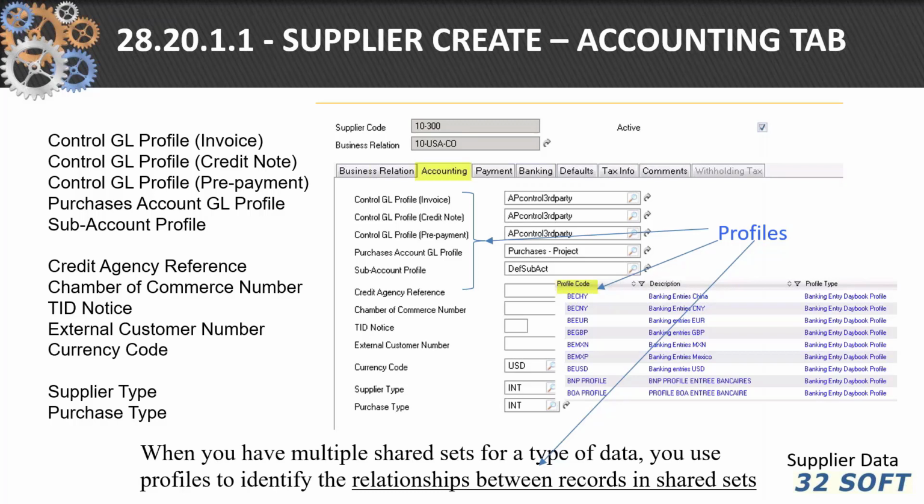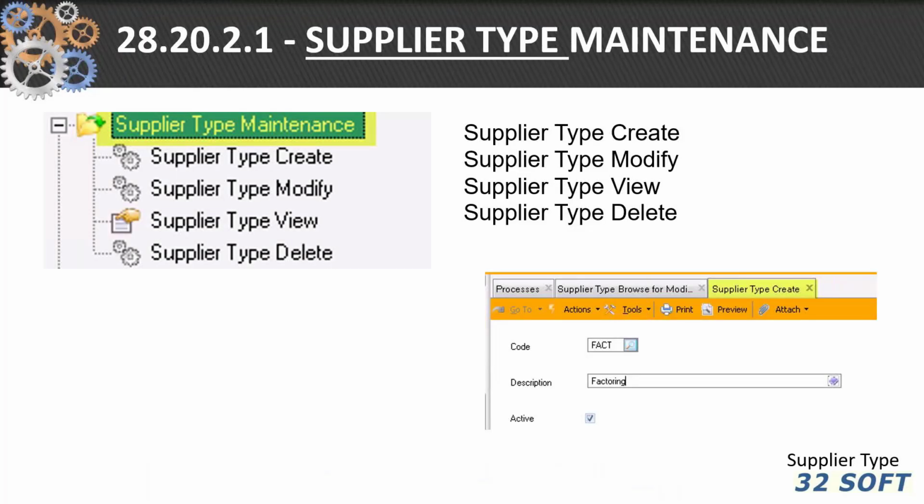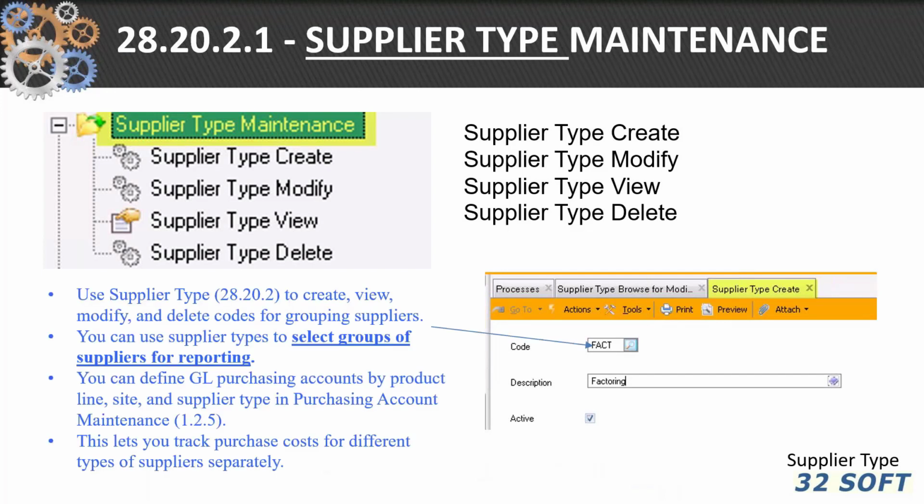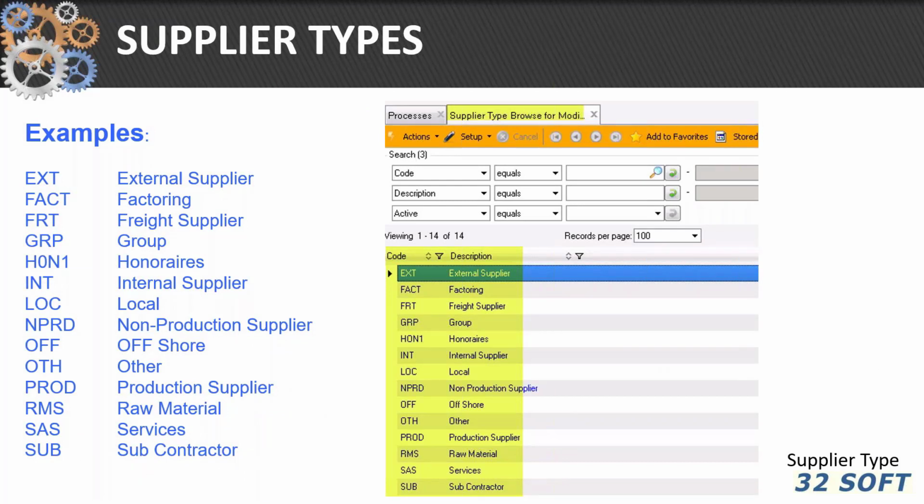You use profiles basically when you have shared sets and you need to define relationship to the shared sets. I think we've talked about that a little bit before in previous webinars. Then there is the supplier type and the purchasing type in the supplier. This is very handy. The supplier type maintenance allows you to create codes for grouping suppliers for reporting purposes. And then there's some examples of supplier types.